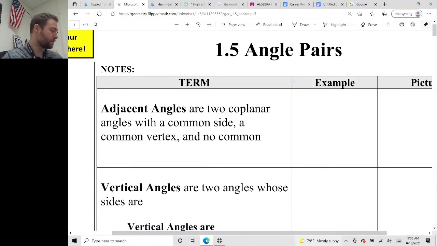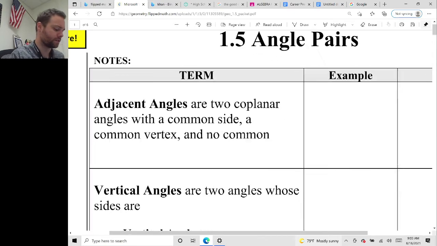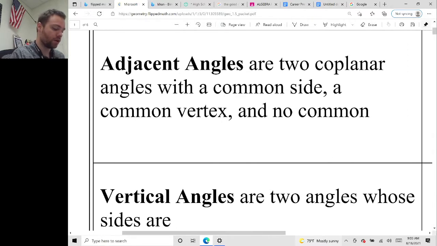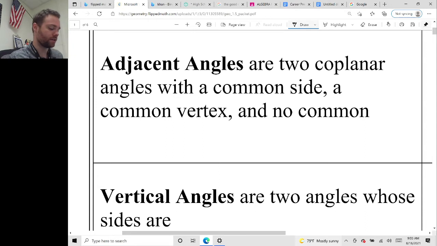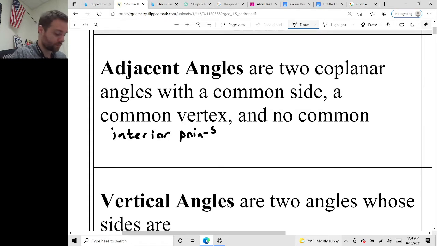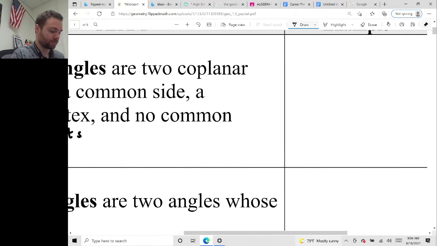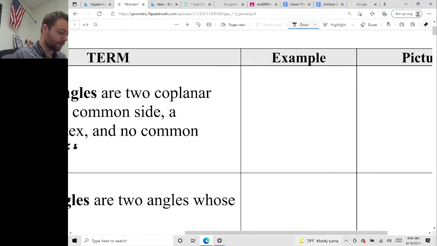So we've got some theorems here. So the first term we're going to talk about is adjacent angles, and it says adjacent angles are two coplanar angles with a common side, a common vertex, and no common interior points.